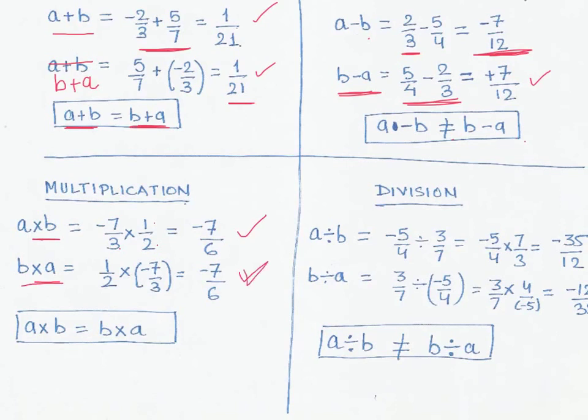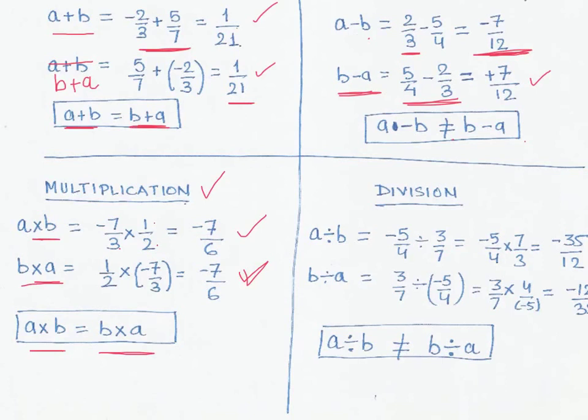you get minus 7 by 6. Now you can see that in this case we are getting a multiplied by b equals b multiplied by a, and you can try this for more rational numbers. You will find that this is always the case. When you multiply two or more than two rational numbers in any order, the result remains the same, and hence we say that the rational numbers follow the commutativity property under the operation of multiplication.